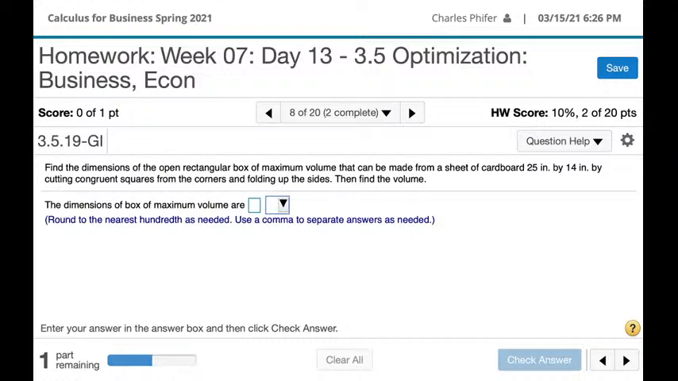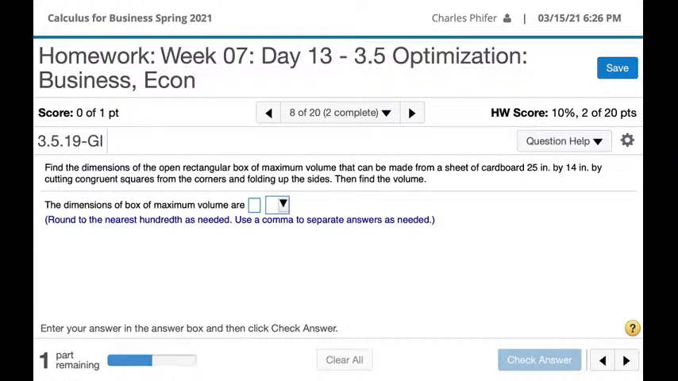So let's look at this one. We're going to keep moving forward. This is section 3.5, question 19. Another building or construction problem. It says find the dimensions of an open rectangular box of maximum volume that can be made from a sheet of cardboard 25 by 14 inches by cutting congruent squares from the corners and folding the sides up. Find the volume. Okay, fun stuff. This is good stuff.